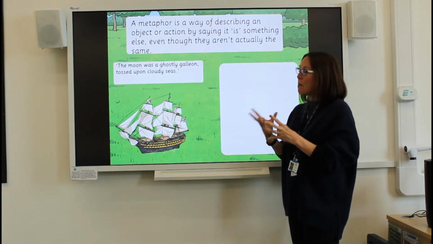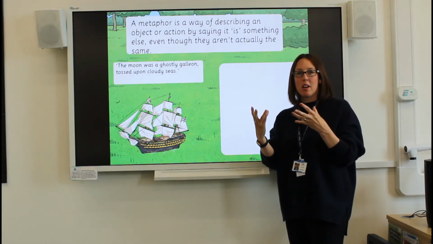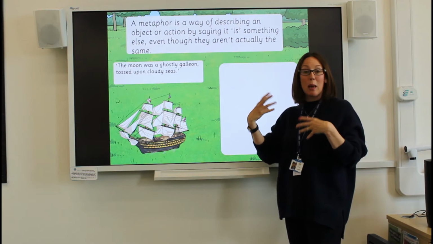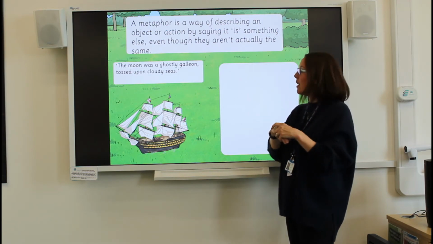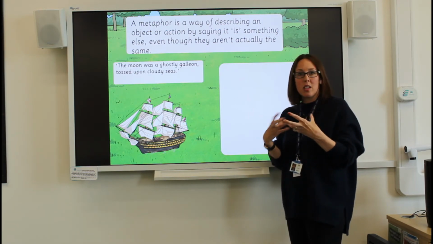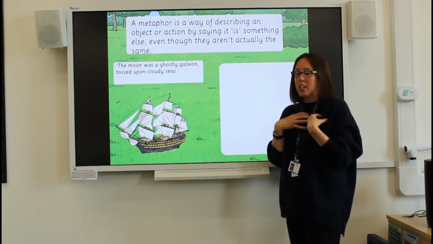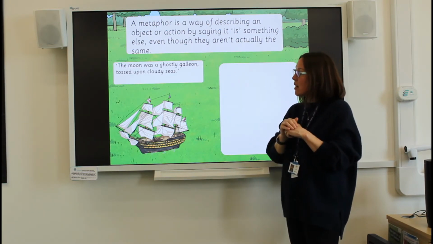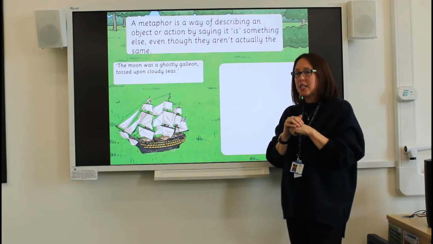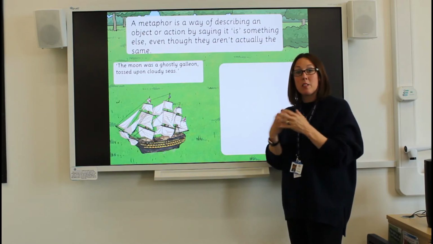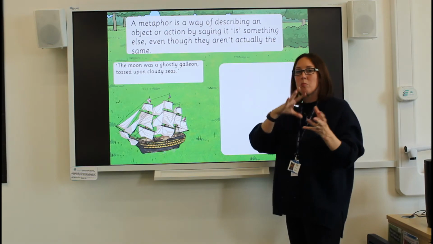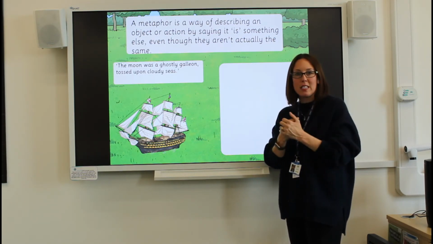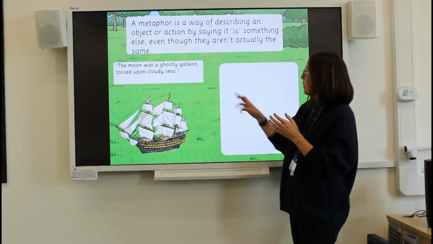Well, if we imagine a moon in the night sky, they're big, aren't they? Just like ships are big, ghostly, perhaps because they shine white in the sky. And also, if we think of something ghostly, it creates that sense of fear, doesn't it? Which suggests that something terrible might be about to happen on this night. Tossed upon cloudy seas, well, that makes me think maybe it's a very windy night, the clouds are moving quickly across the sky. So again, it evokes all of these images, doesn't it, in our minds as the reader.